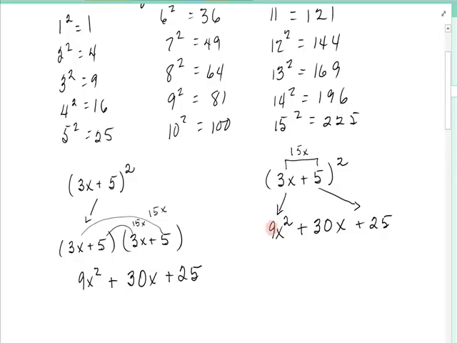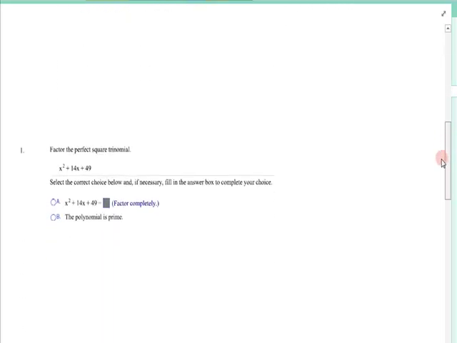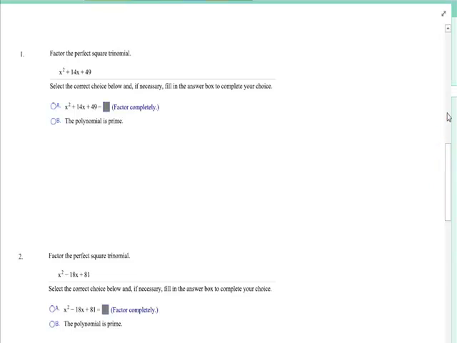The first term will be a perfect square. The last term will be a perfect square. The middle will be double the product of their square roots. So if you recognize something is a perfect square trinomial, it's easy to factor. If you don't recognize it, you're not going to be lost. You'll just do it by trial and error. So let's take a look at some perfect square trinomials.